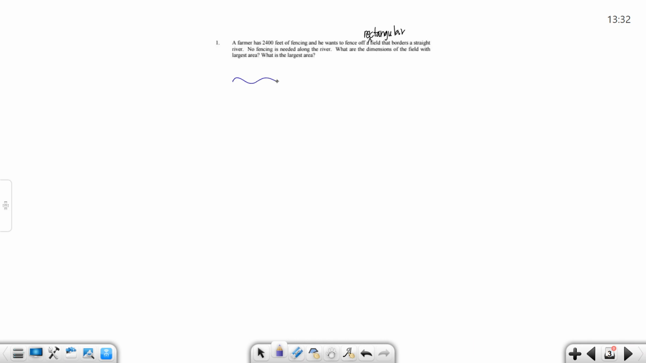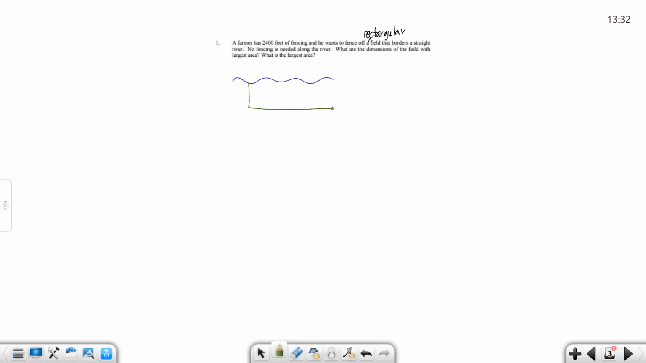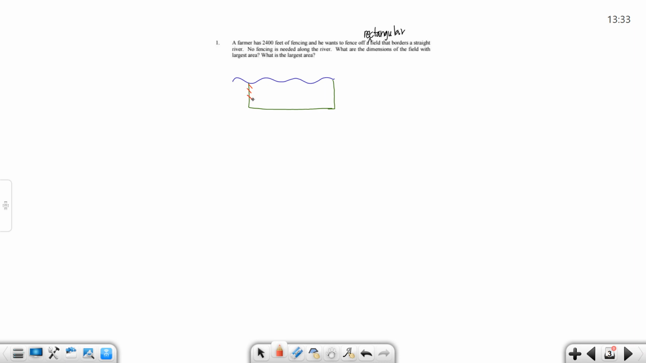Okay, so here's our river, and we're going to have a rectangular pasture. It's going to look something like this. It tells you that fencing is needed along every side except the river. So you're going to have fencing here along these red marks. Here's fencing, and here's fencing. So you're going to have fencing along all the red pieces.